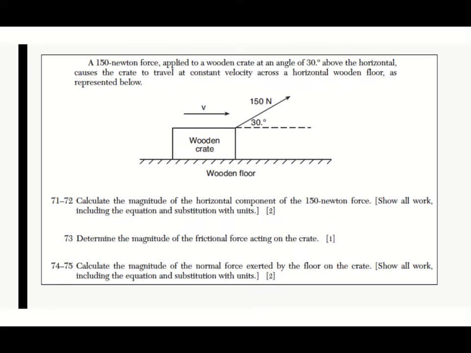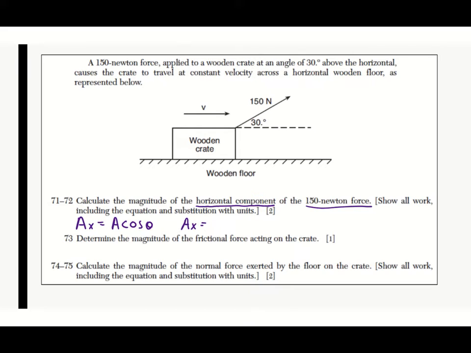So to start, we have 71 to 72. Calculate the magnitude of the horizontal component of the 150 newton force. So we just need the horizontal component because it's at an angle of this force vector. The equation you can use on your reference table is Ax equals A cosine theta. A represents the vector quantity. Ax is the horizontal component of that vector. So we're looking for Ax.